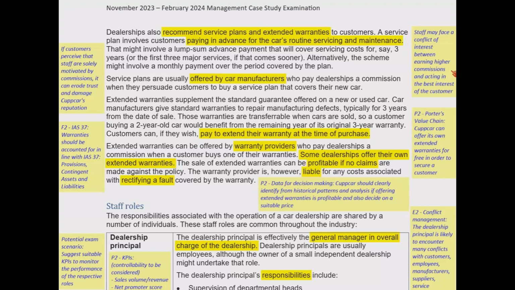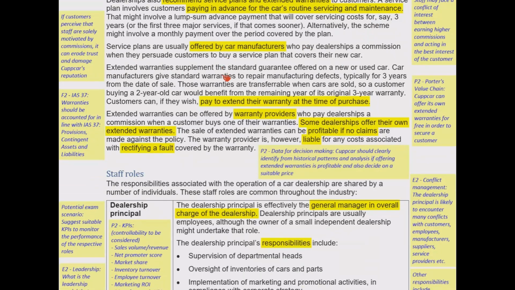So we need to consider the business model of Cuppcar. What are they trying to achieve? How are they trying to create value? What is the customer expecting? And whenever there's a suggestion in the exam, how will that impact upon that? We need to be careful of damaging the reputation of Cuppcar by allowing our salespeople perhaps to aggressively sell things which are generating commissions.